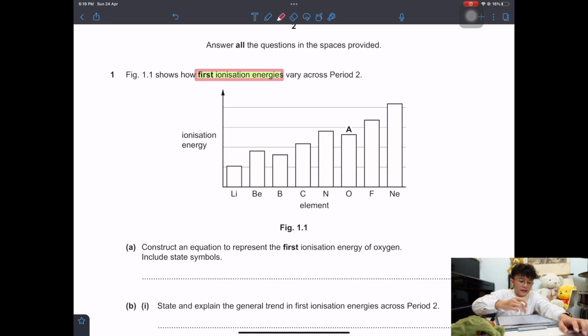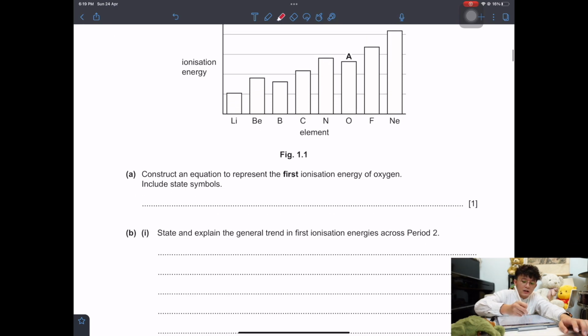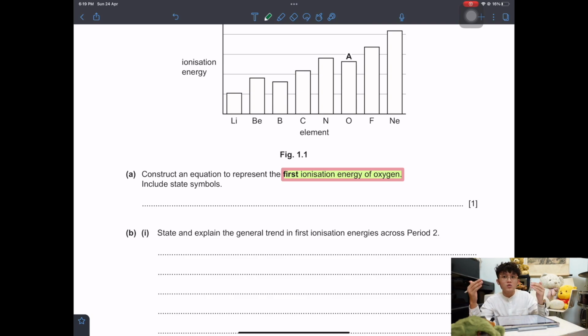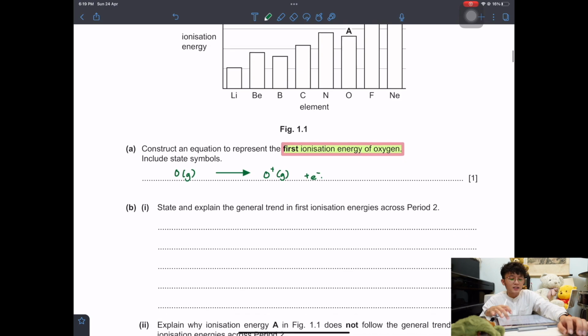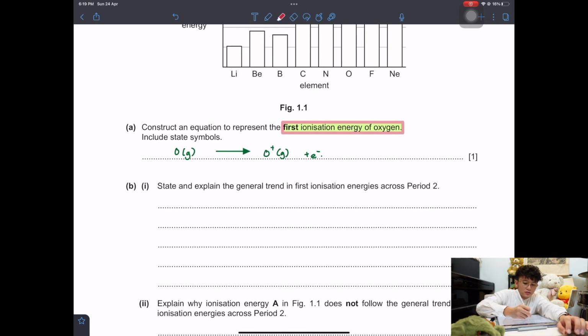First, they ask you to construct an equation to represent the first ionization energy of oxygen. Okay guys, what is the definition of first ionization energy? We call it the enthalpy change when 1 mole of gaseous atoms loses 1 mole of electrons to form 1 mole of gaseous ions with a charge of +1. Remember, everything must be in gaseous state. So can I say that O(g) turns into O+(g) + e-, right? Yeah.